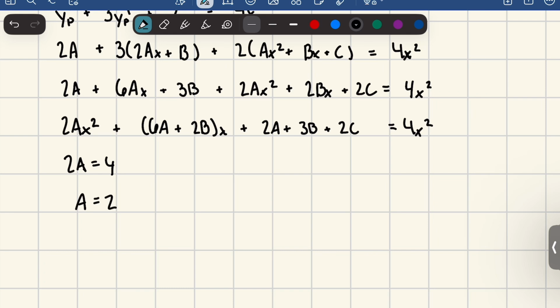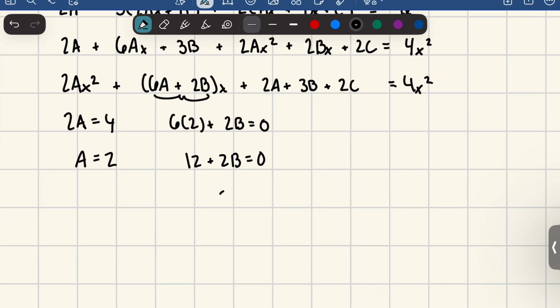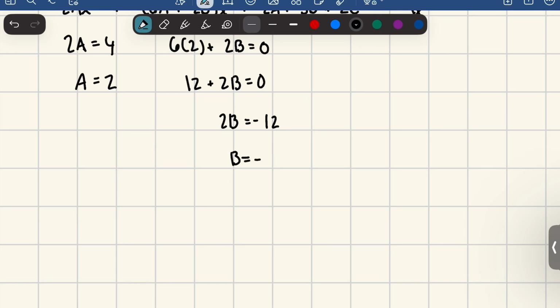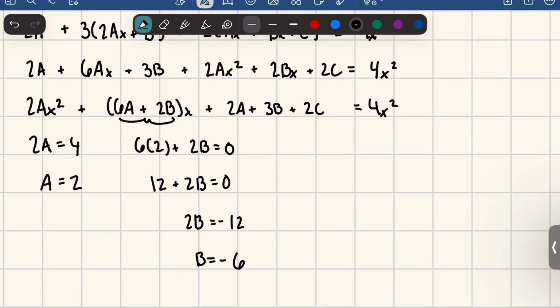Okay. Now the 6a plus 2b, so 6. Let me, like this one right here. We can do 6 times 2 plus 2b equals 0. So 12 plus 2b equals 0. 2b equals negative 12. B equals negative 6. Okay.